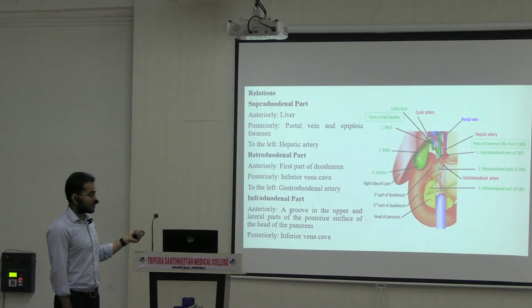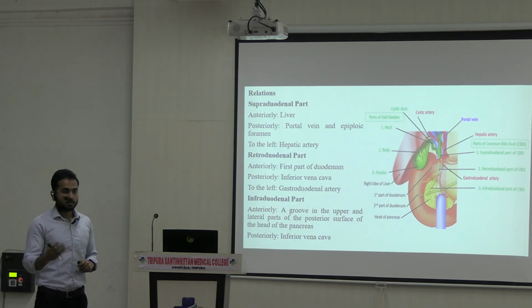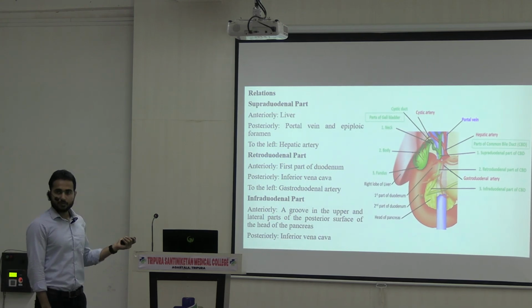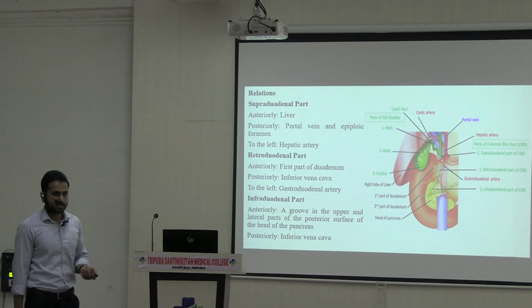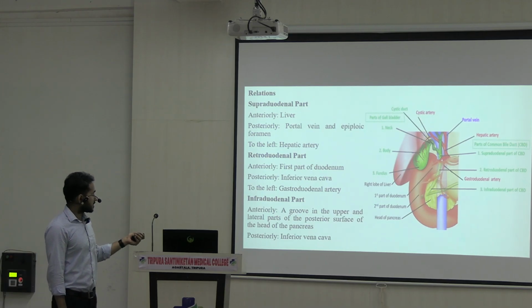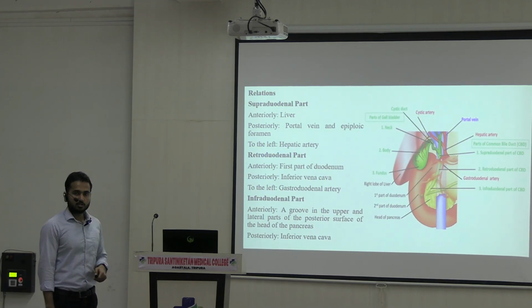Next, the retroduodenal part, meaning behind the duodenum. Anteriorly will be the first part. So retroduodenal means behind the duodenum, so what will come anteriorly? The first part of the duodenum, as simple as that. Next, posteriorly the IVC will be there, as you can see. To the left side, the gastroduodenal artery.